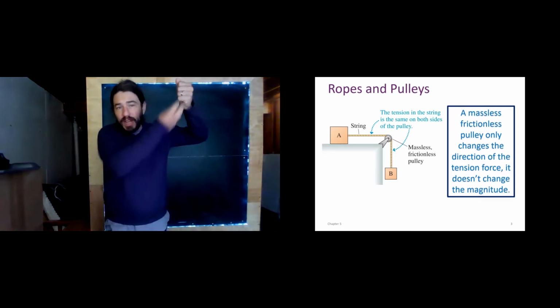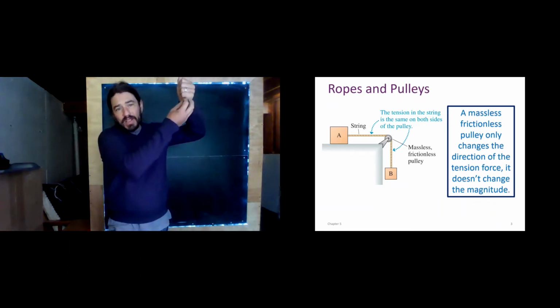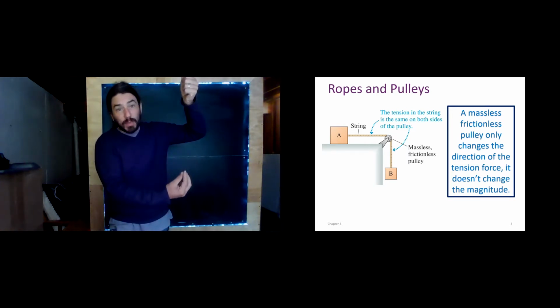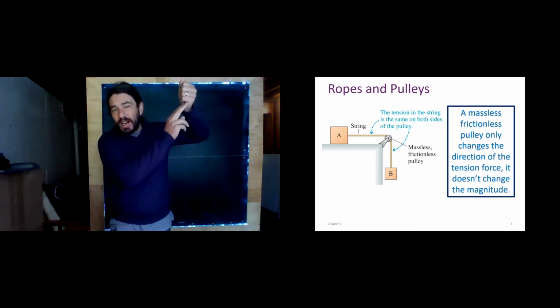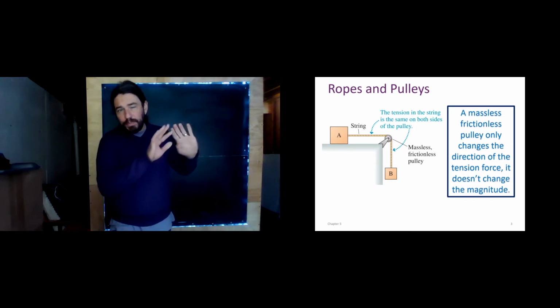You know, in a real rope, if I had a real rope hanging here, it has some mass, right? And so the top of the rope has to support the entire rope, whereas a point farther down only has to support the part that's below it. So in a real rope, the tension is greater on top at the higher points, and it is less at the lower points.